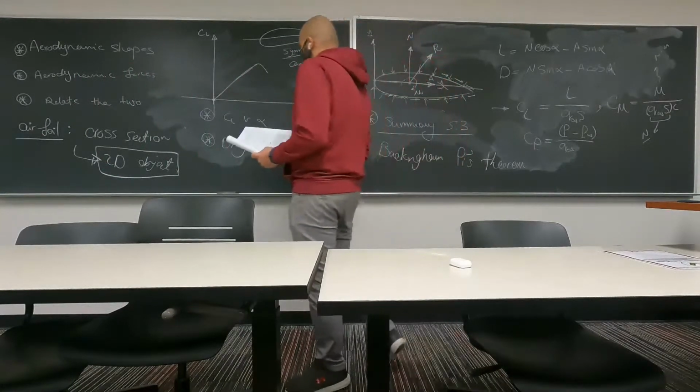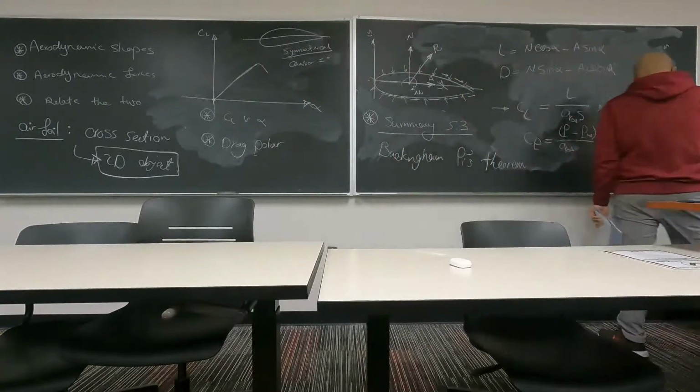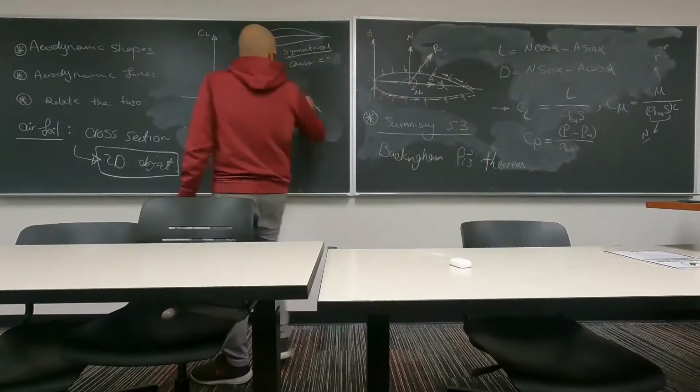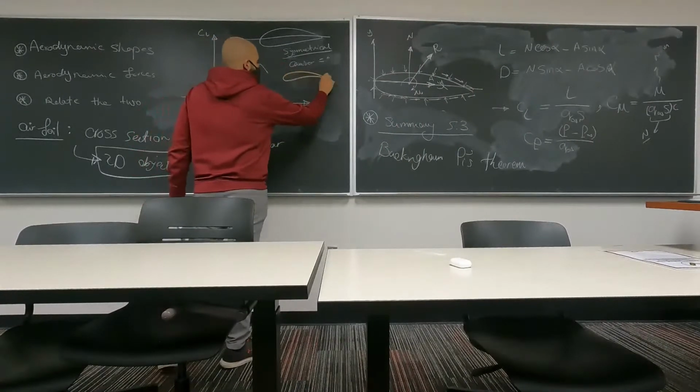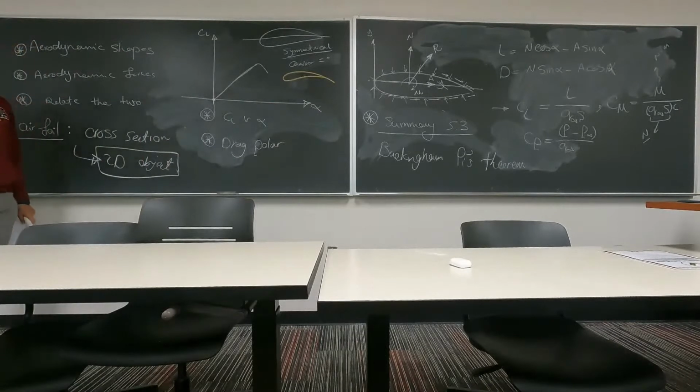But then the question is, what is going to happen if you are dealing with a cambered airfoil? A cambered airfoil looks something like this, right? What is going to happen to this line if you are dealing with a cambered airfoil?